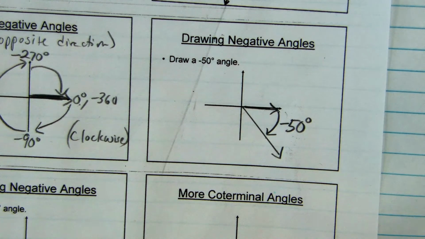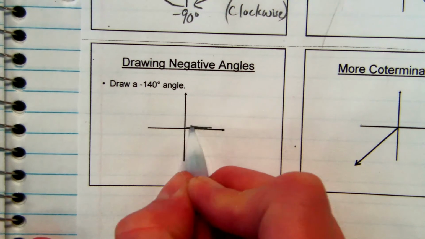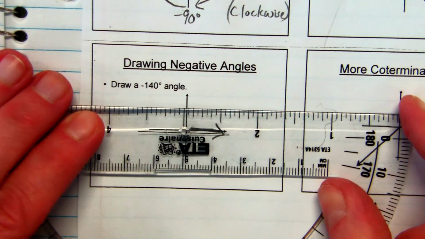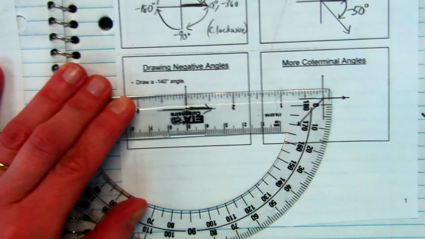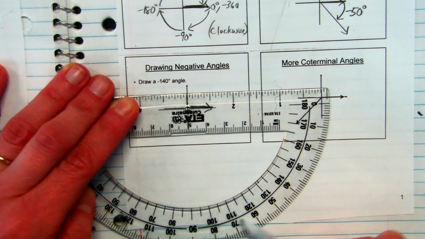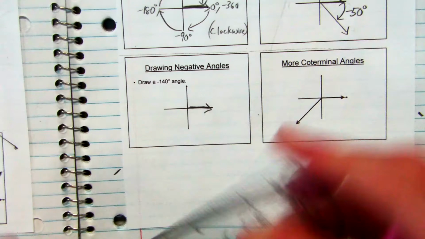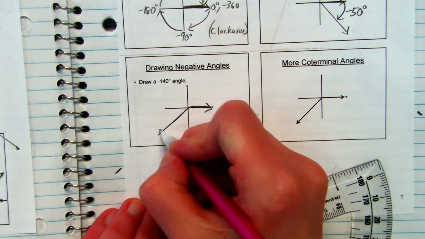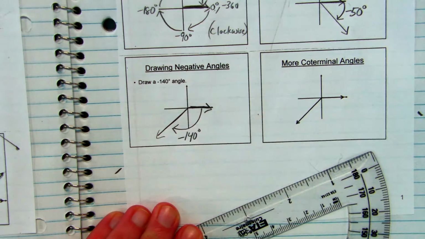Okay, and so then if we're doing a negative 140, you're going to line this up, and we are using the other numbers. So you're going to go from 0, let me zoom out, you go from 0 all the way over to 140 over here, and I connect that back. And then from here to here is negative 140.